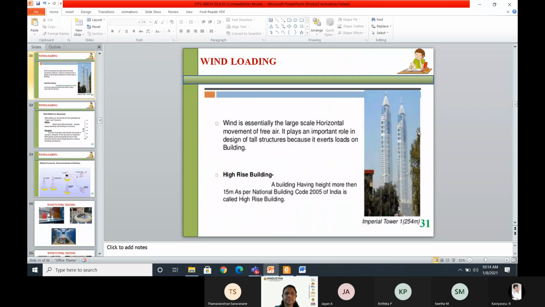We were discussing the earthquake loading, and then we have gone to the wind loading. So for the earthquake loading, we have done one problem, how to calculate the earthquake loading using static analysis. And today, let us see how we are going to calculate the wind load, because our subject is design of tall structures.